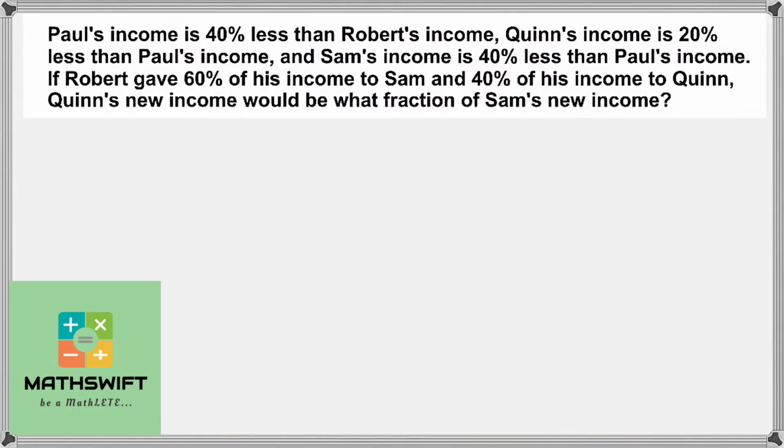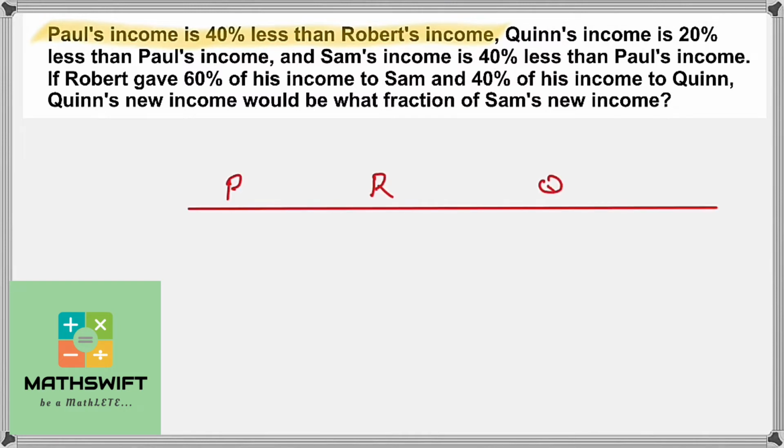Moving on to the second question, it says Paul's income is 40% less than Robert's income. Let's assume Robert's income to be 100 units. It is given that Paul's income is 40% less than Robert's income. Per cent itself means 100. So 40% of 100 is 40 and 40 less than 100 is 60.